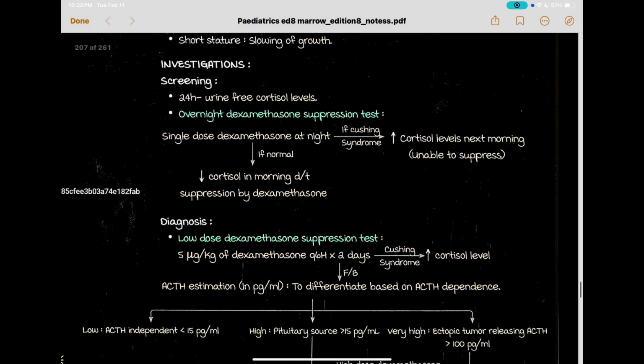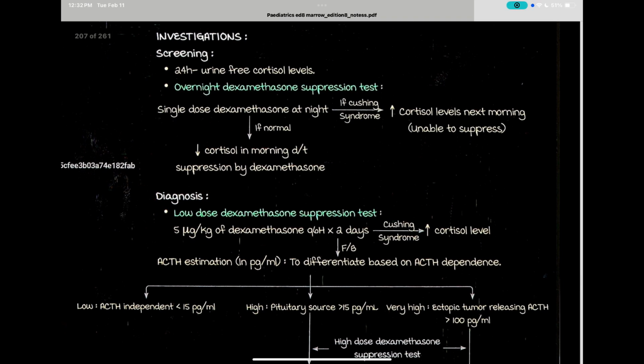Investigation, screening: 24-hour urine free cortisol level. Overnight dexamethasone suppression test: a single dose of dexamethasone at night. If Cushing syndrome, cortisol levels will be increased next morning, unable to suppress. If normal, cortisol will decrease in the morning due to suppression by dexamethasone. That is called the overnight dexamethasone suppression test.